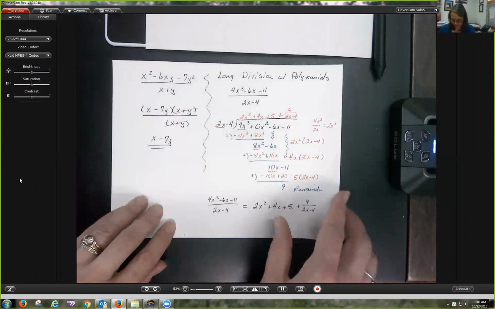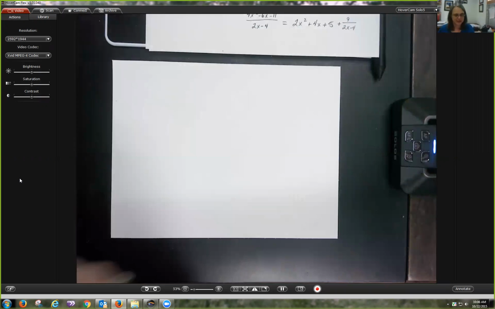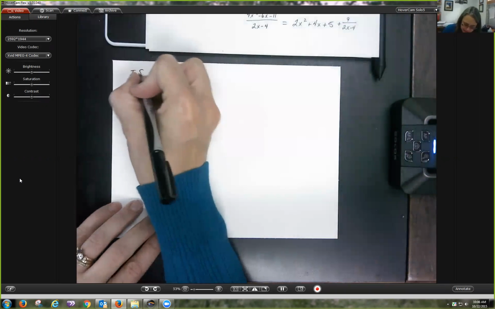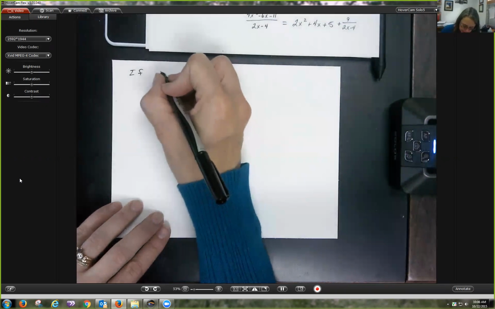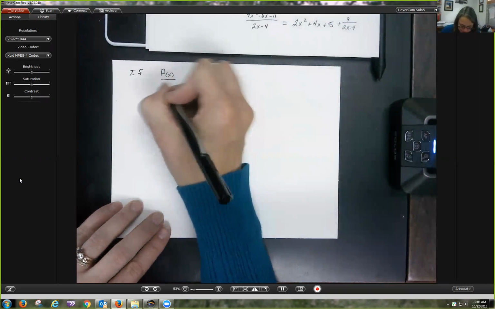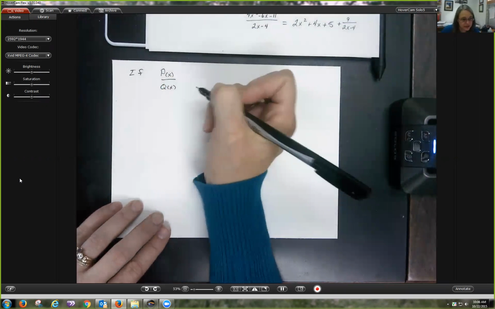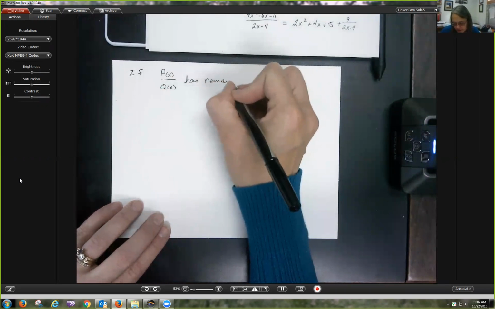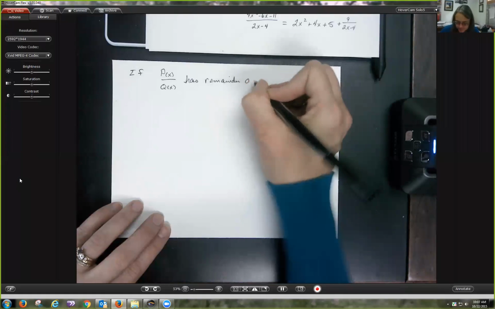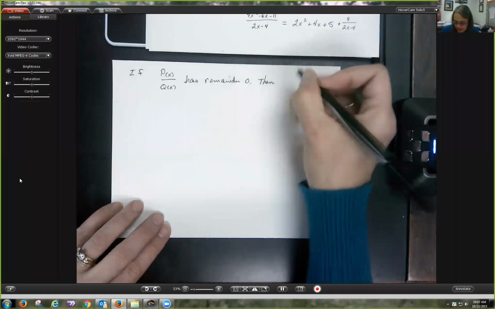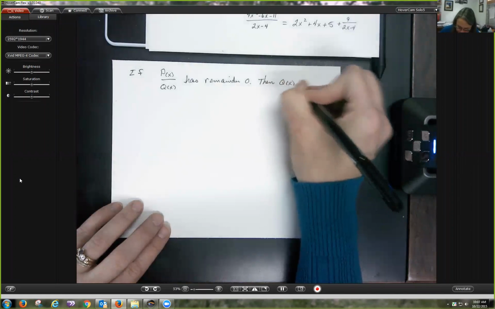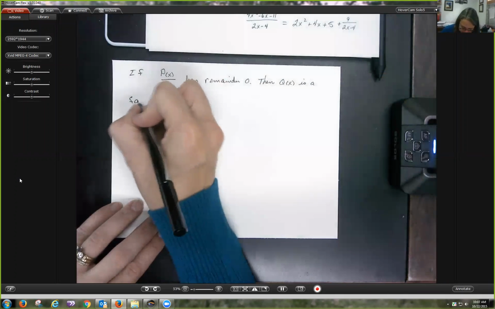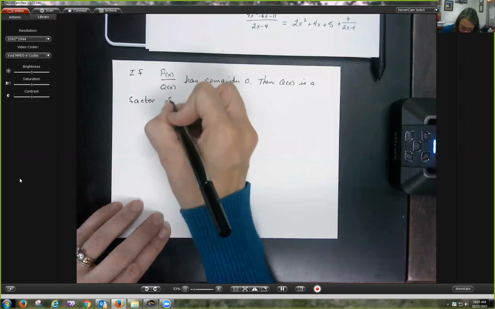If, and this comes up later, but I'm going to tell you right now anyway. If we've got one polynomial and we divide it by another polynomial, if this quotient has a remainder of 0, then Q is a factor of P.